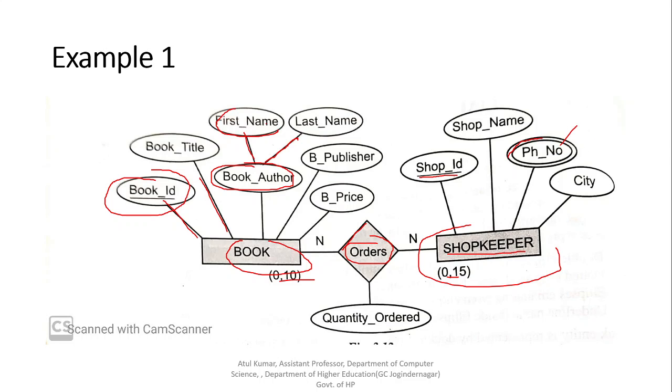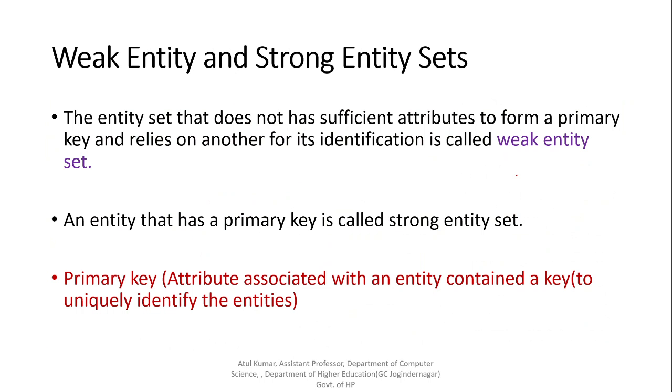It may be the landline number of the shopkeeper, or the residence number of the shopkeeper. So to represent a multi-value attribute, we use a doubly ellipse, a double line ellipse. Next, in the ER diagram, we have two kinds of entities.